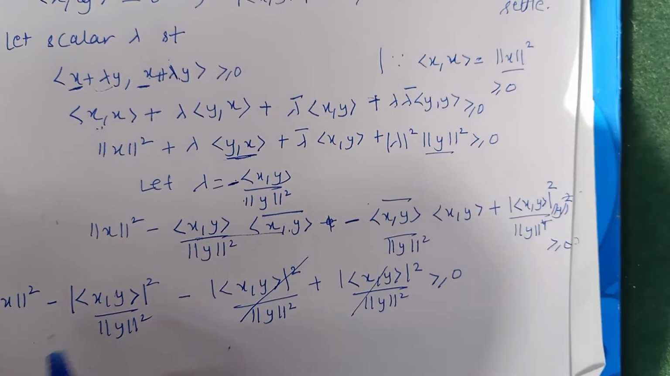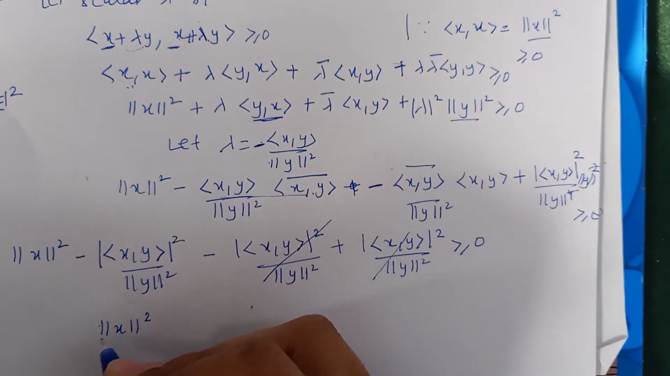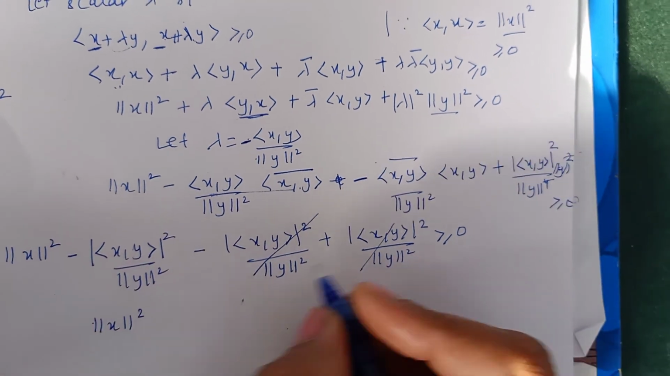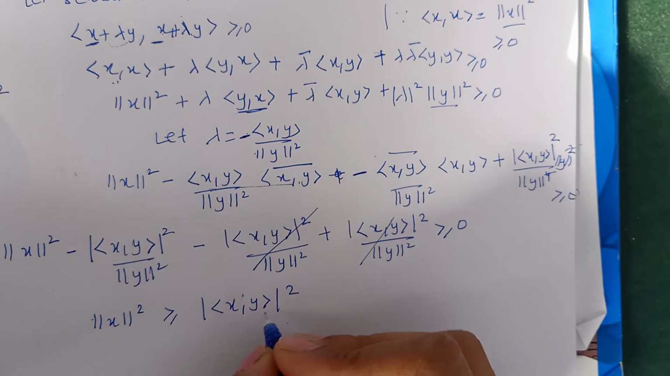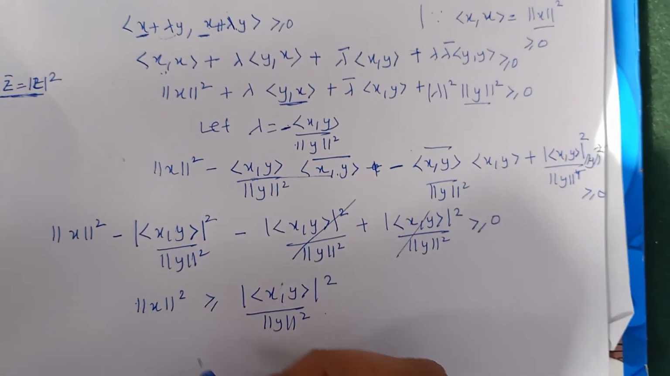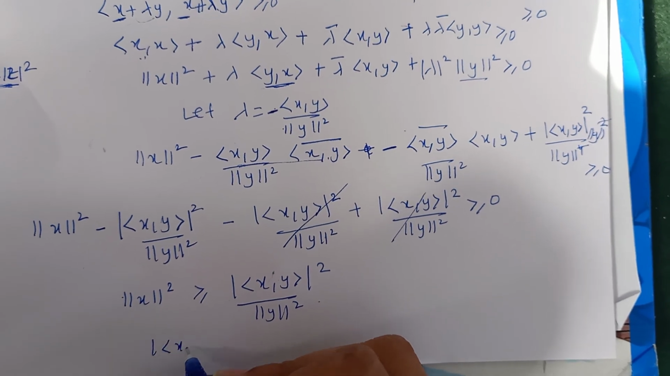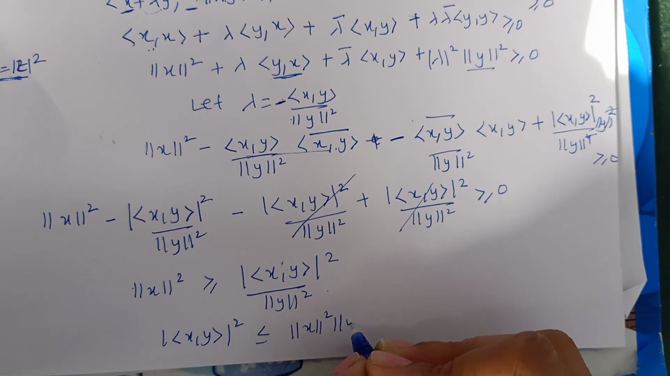So two of the terms will go, and we'll be left with norm of x square. Taking this term on the other side, it is greater than or equal to mod of the inner product of x and y square upon norm of y square. So now you can take norm of y square on the other side. So the Schwarz inequality will be settled in this case.